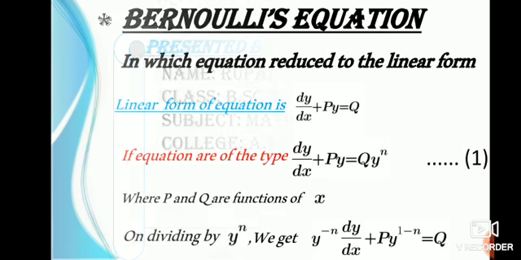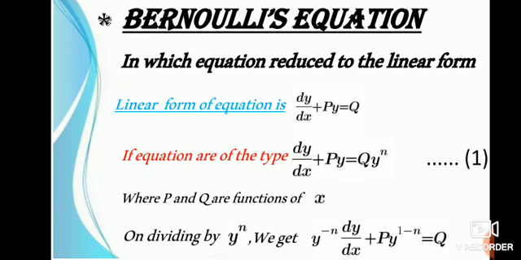Today I am presenting Bernoulli's equation, in which the equation is reduced to the linear form. The linear form of the equation is dy by dx plus py equals q. If equations are of the type dy by dx plus py equals q into y raised to n, where p and q are functions of x.